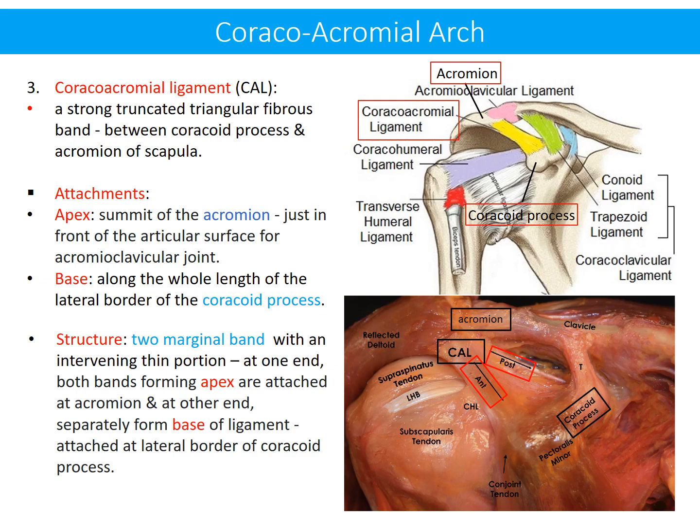As regards the structure of coracoacromial ligament, it consists of two marginal bands with an intervening thin portion. At one end, both these bands forming apex of the ligament are attached at acromion, and at other end, both these bands separately form base of the ligament which is attached at lateral border of the coracoid process.